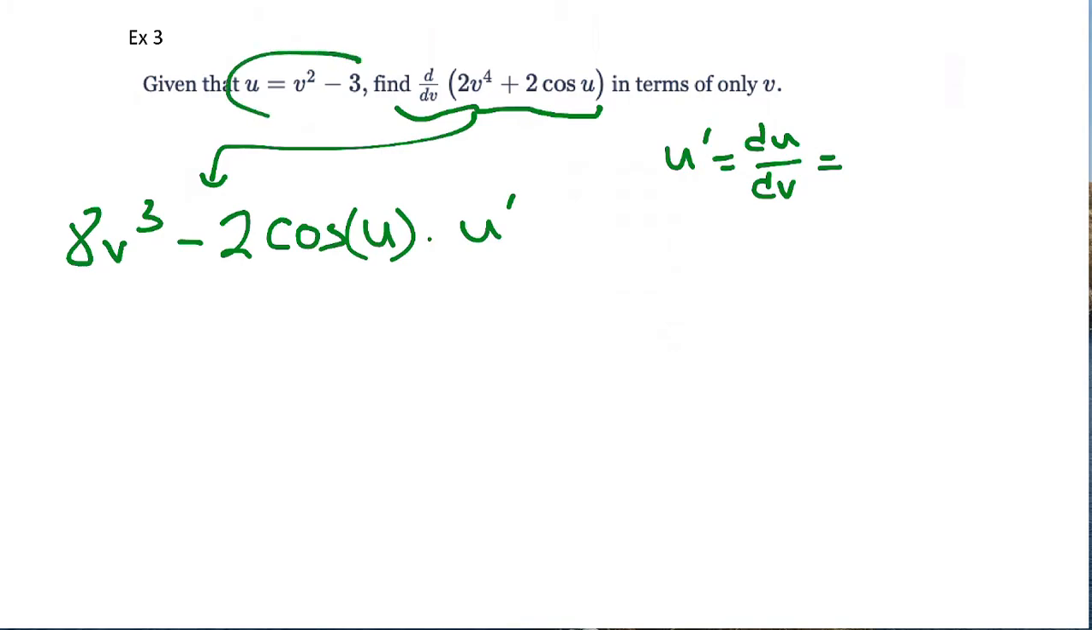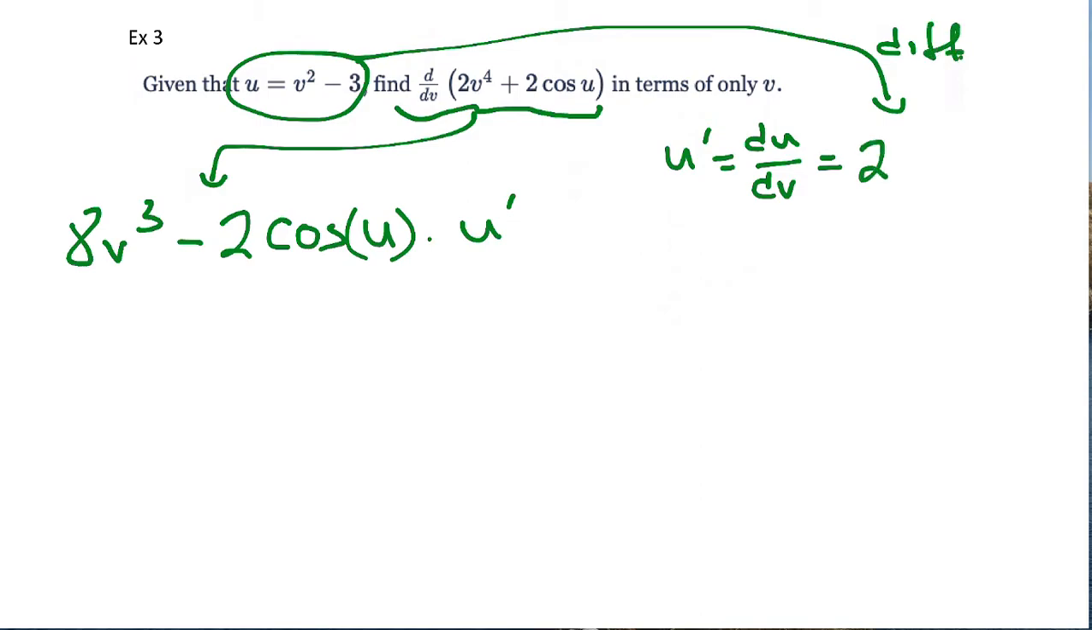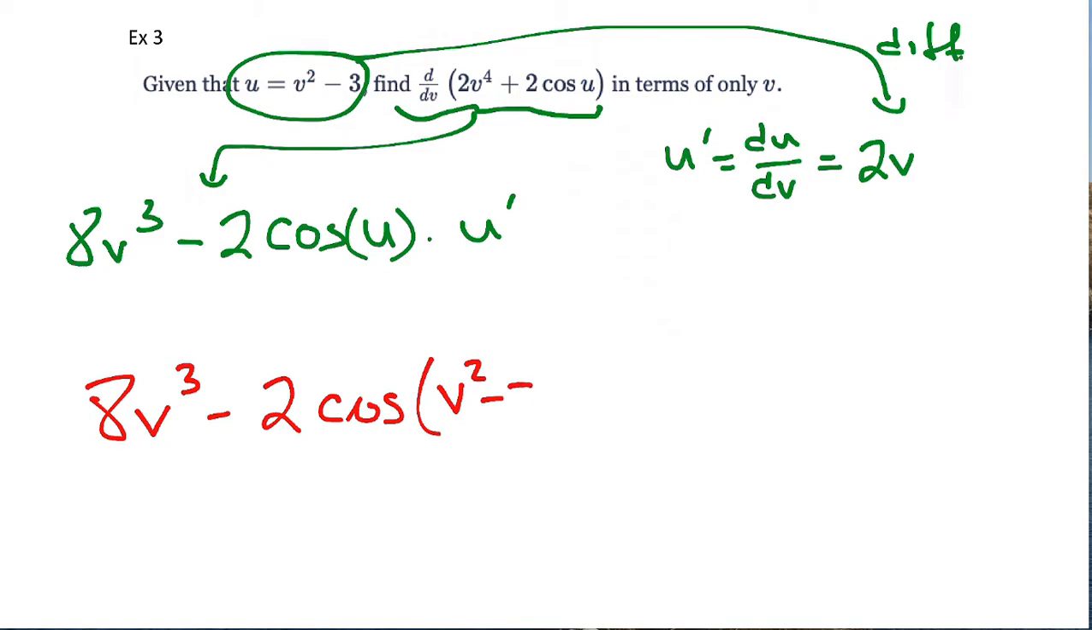Well, if I take this equation right here and I actually differentiate it, what I would have is 2v. So my answer then that I could write is 8v cubed minus 2 cosine of v squared minus 3, times u prime, which is 2v. There's my answer. That's the derivative of that original thing in terms of v only. So it's just a matter of playing with variables, just playing with the variables and adjusting to whatever we need.